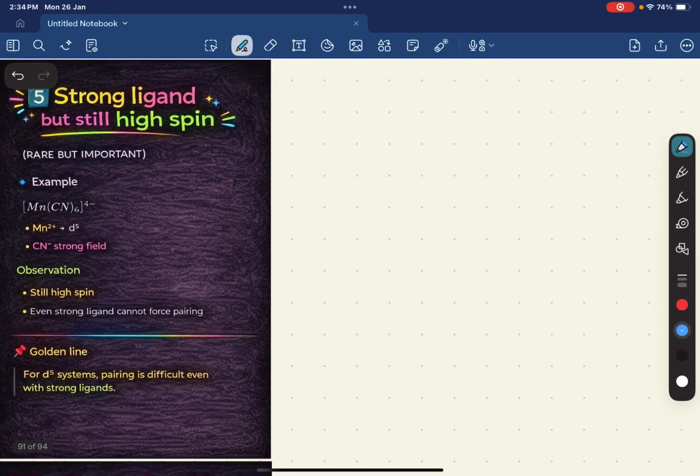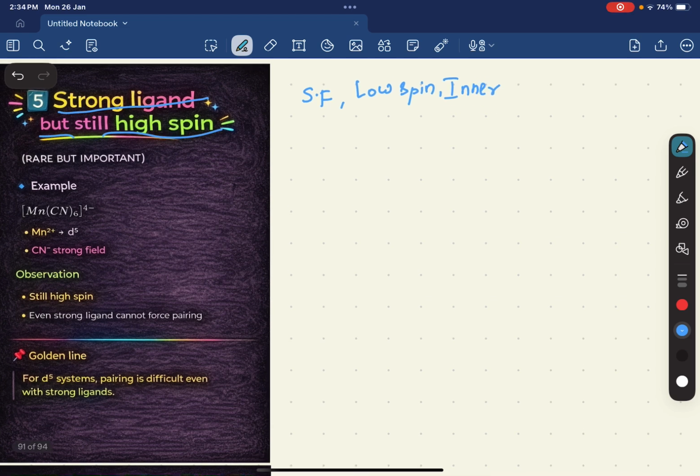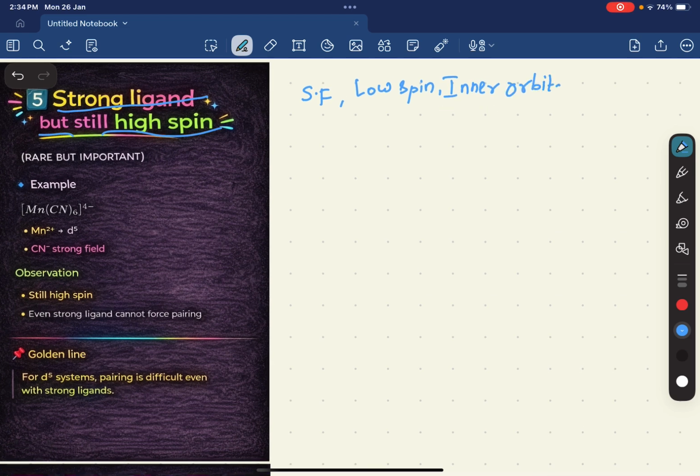So the next example is most important. Strong field ligand but still high spin complex. Generally if a strong field ligand is present, the complex is a low spin complex, and generally an inner orbital complex. That is the general order, but even this changes in some cases. So that's what this example shows. Strong field ligand is with the metal, still the complex comes under high spin.